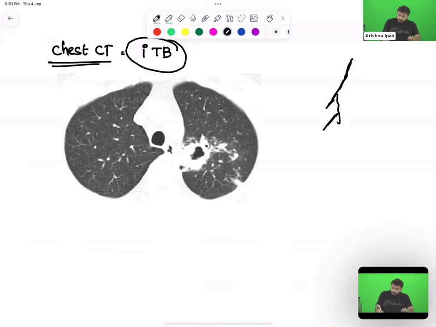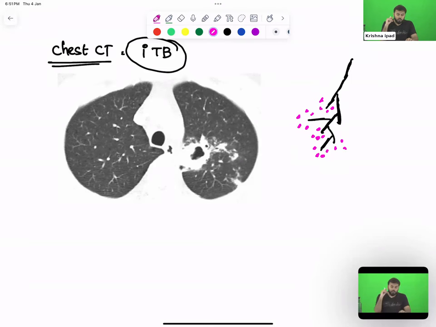This is a tree, right? Let us say there are buds like this. So this is a tree with small flower buds. What is this appearance? This appearance is called the tree in bud appearance, or tree in bud pattern.